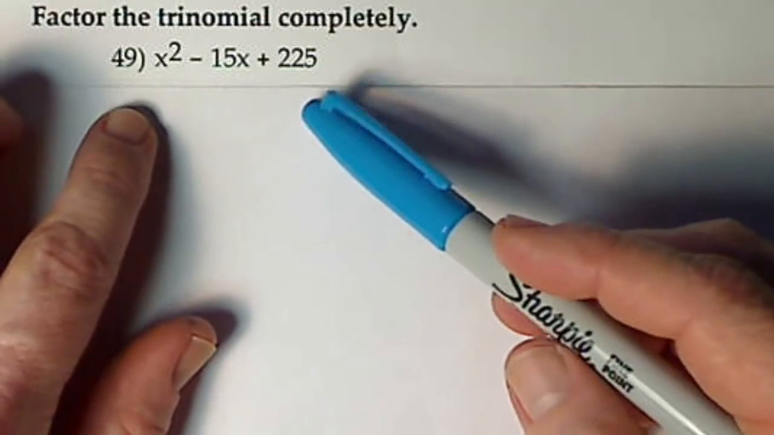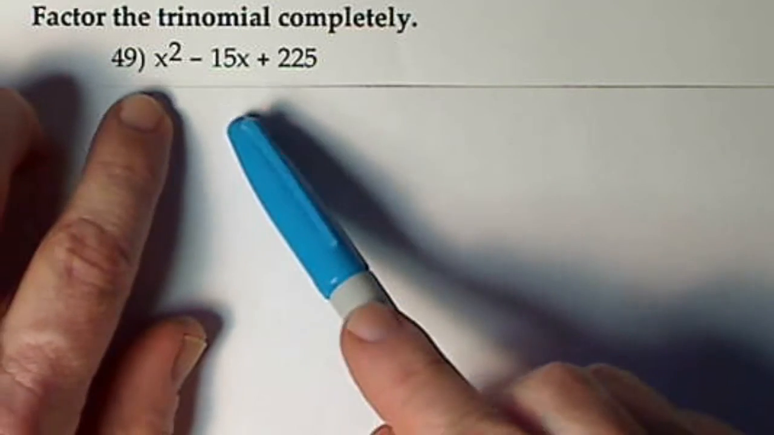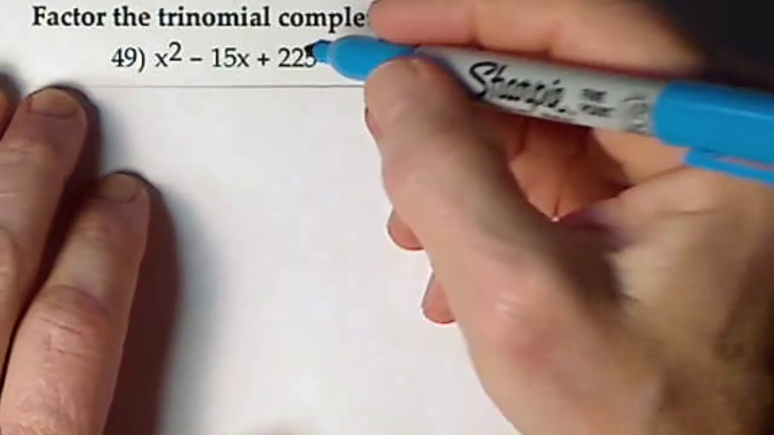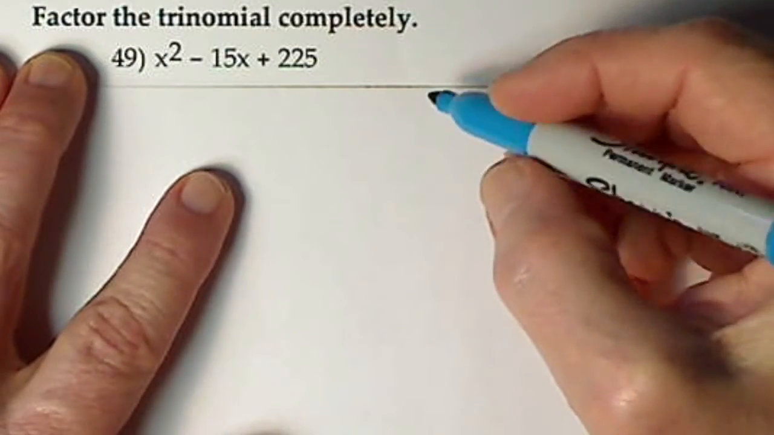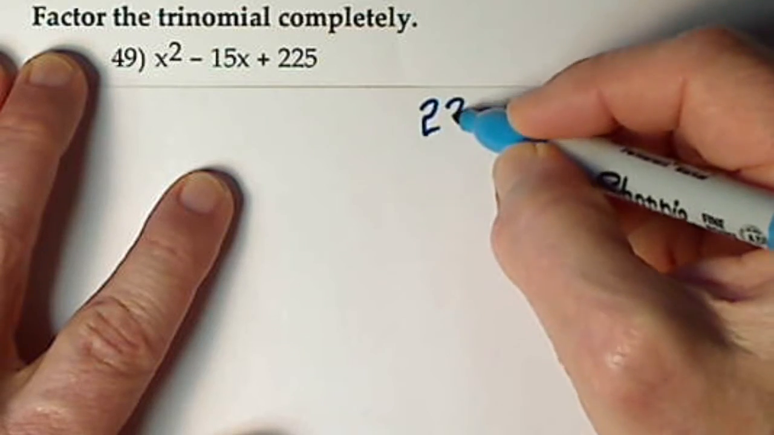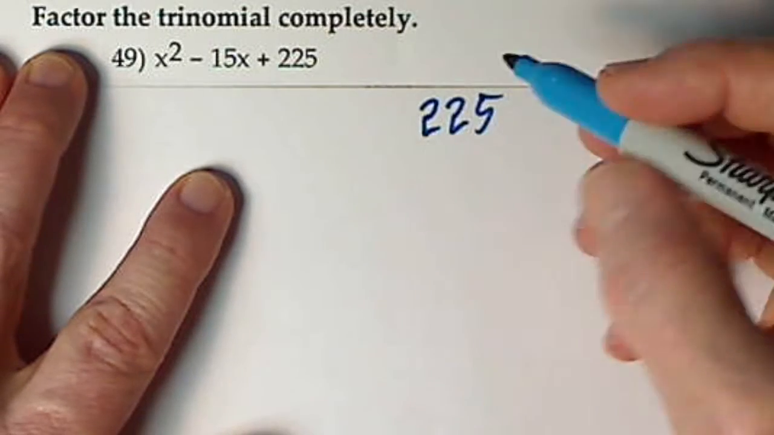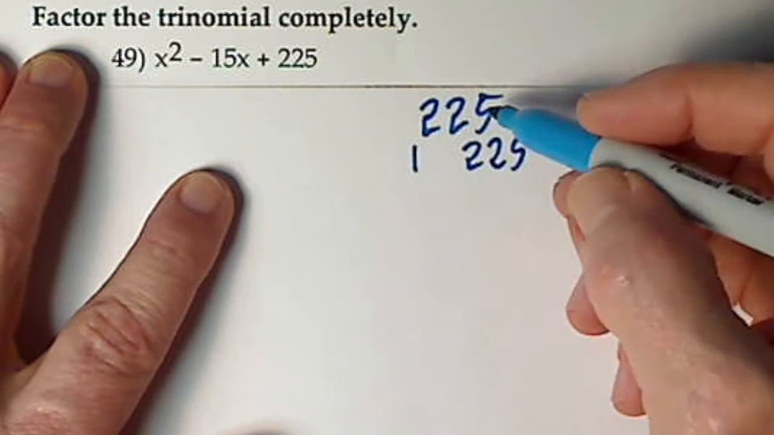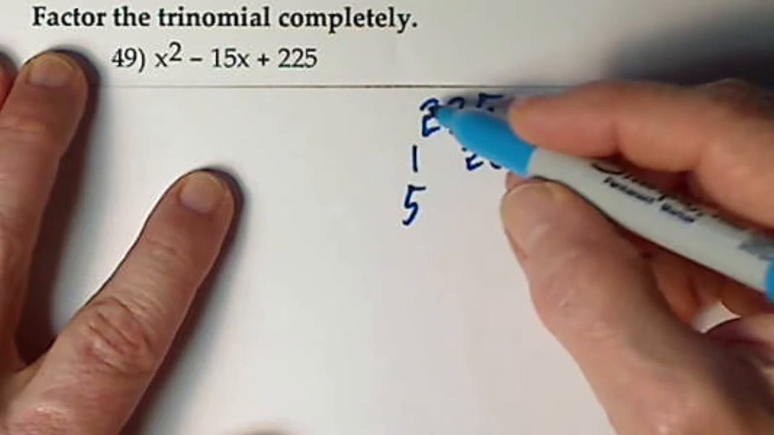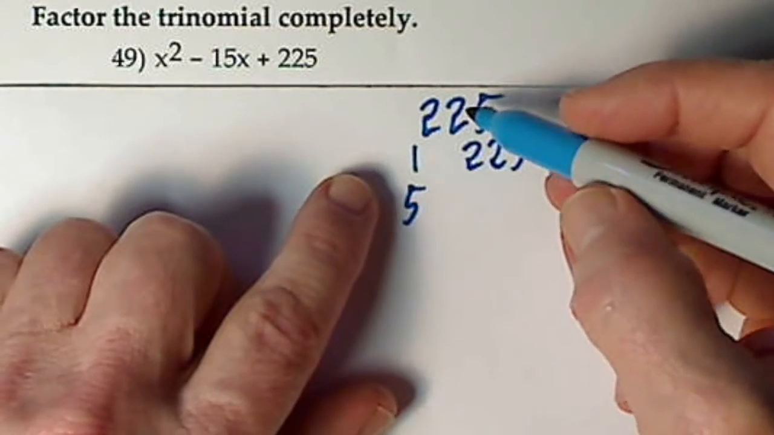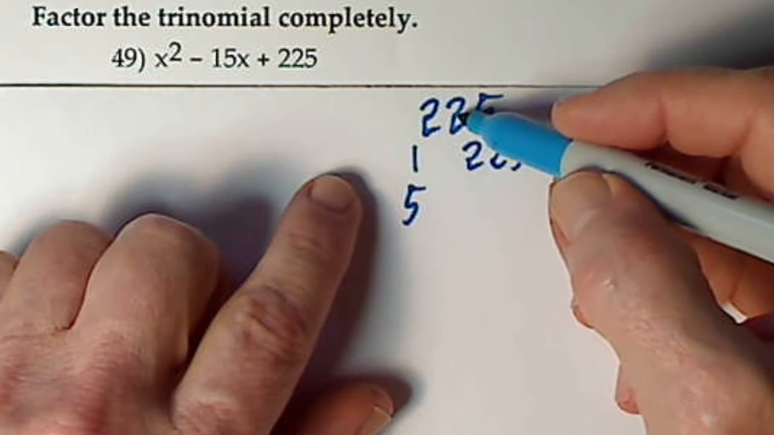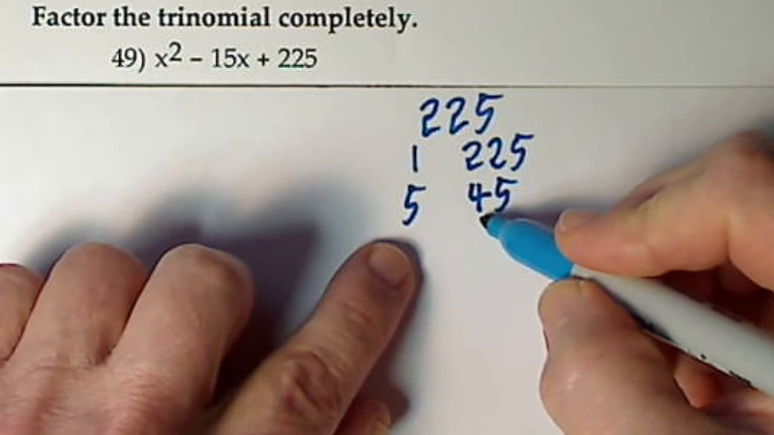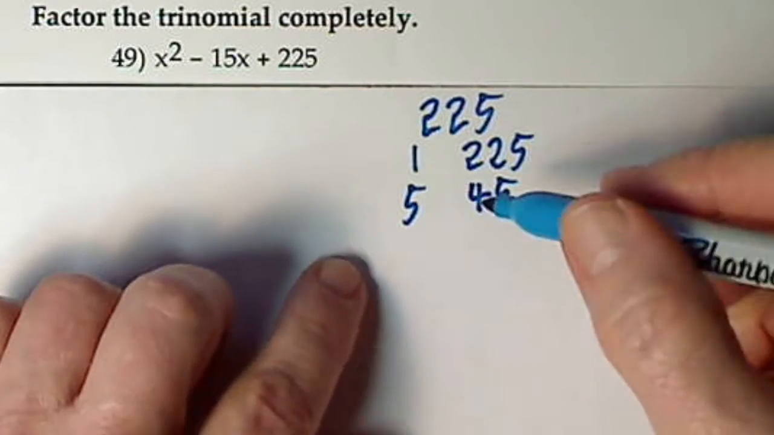There's no GCF, so number 2 is 2 terms. No. 3 terms, yes. Nothing in front of x squared. Well, okay, there's a 1, but I say nothing. So you grab your last term and list all the factors. Here's our 225, and listing all the factors. 1 times 225, 2, 3, 4, 5 will go in there. 5 times 45, because 5 times 40 would be 200, and then 5 times 5 would get us to 25.